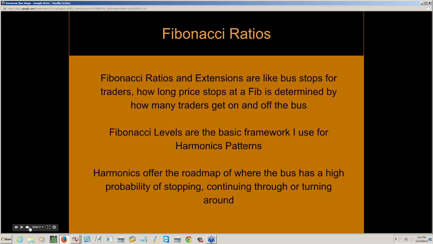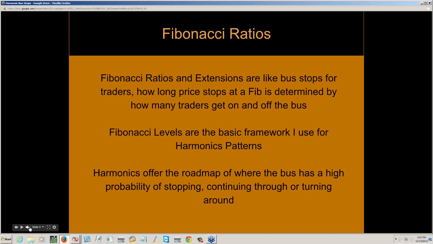If you're already familiar with Fibonacci ratios, just bear with me for a minute, please. Fibs and extensions are like bus stops for traders, and how long price stops at a fib or a bus stop is determined by how many traders get on and off the bus. This, in essence, is an understanding of price action, to be able to recognize that, right? So Fibonacci levels are the basic framework that I use for harmonic patterns, and harmonics offer the roadmap of where the bus has a high probability of stopping, continuing through, or turning around.